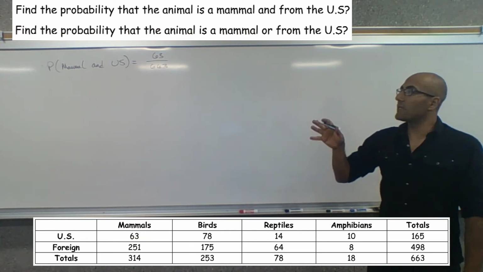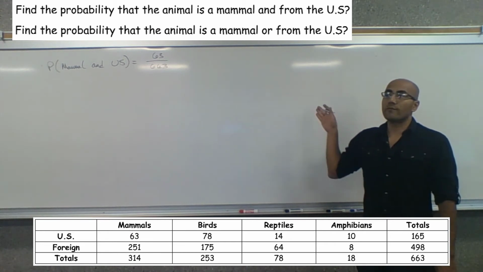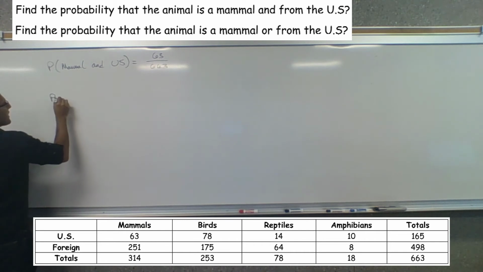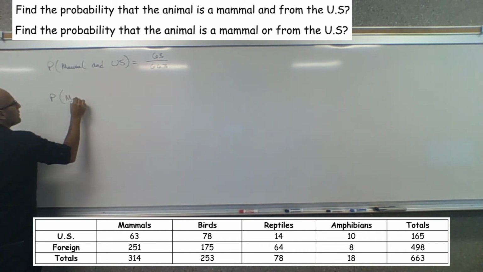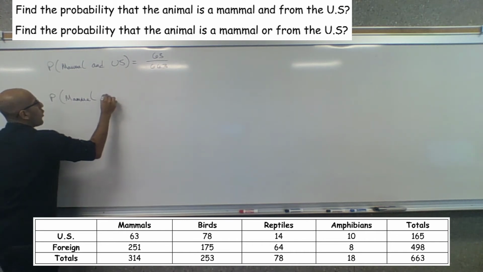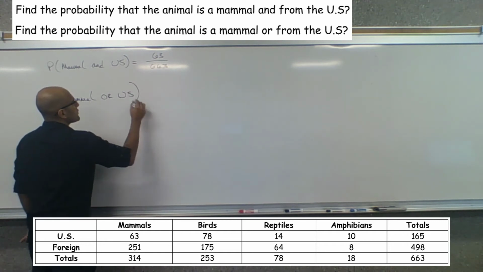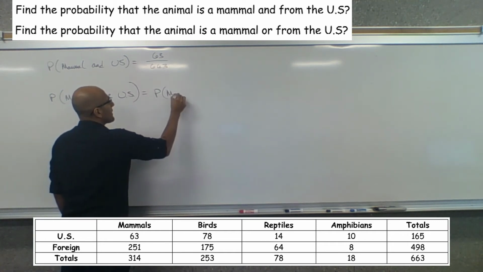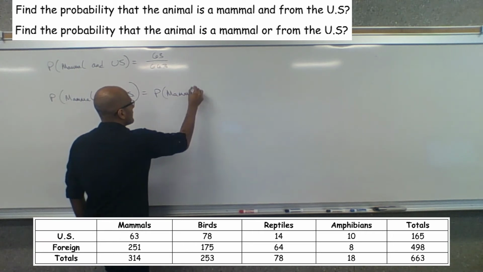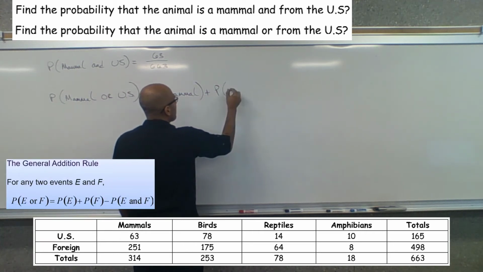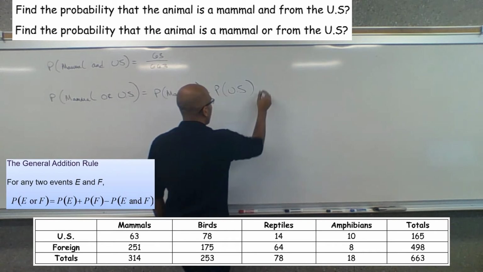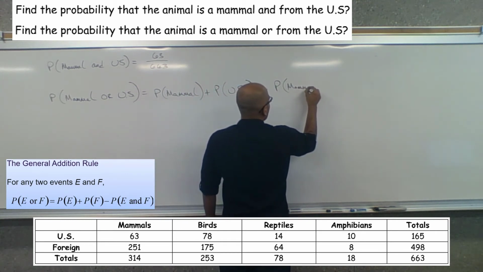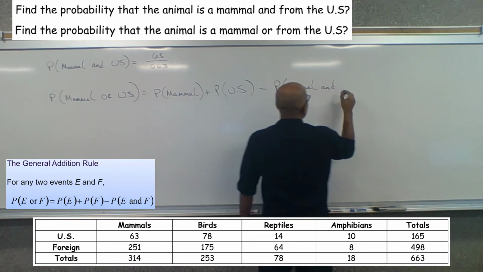What is the probability that it's a mammal or from the US? By our formula, we know that this is equal to the probability that it's a mammal plus the probability that it's an animal from the US minus the probability that it's a mammal and from the US.